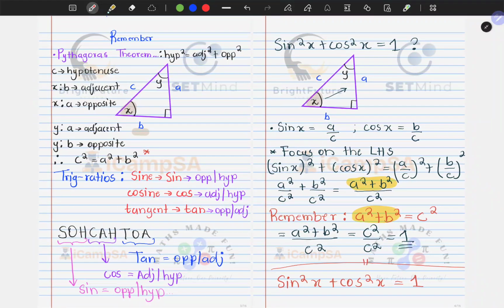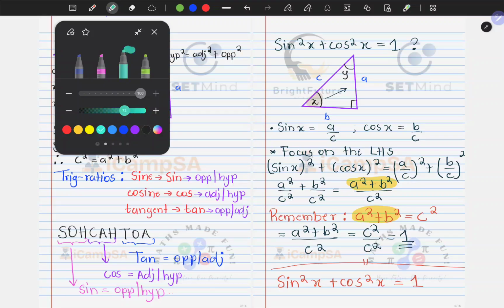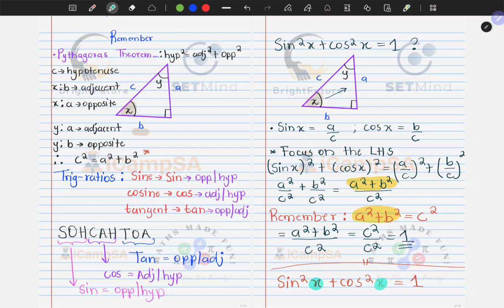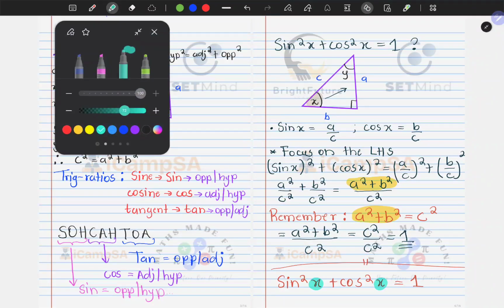This identity will always be true as long as this angle and this angle are the same. If the angles are the same, this identity will always hold. So I hope this does make sense, and it explains this identity that you've been forever using, and some of you had no idea where it comes from.